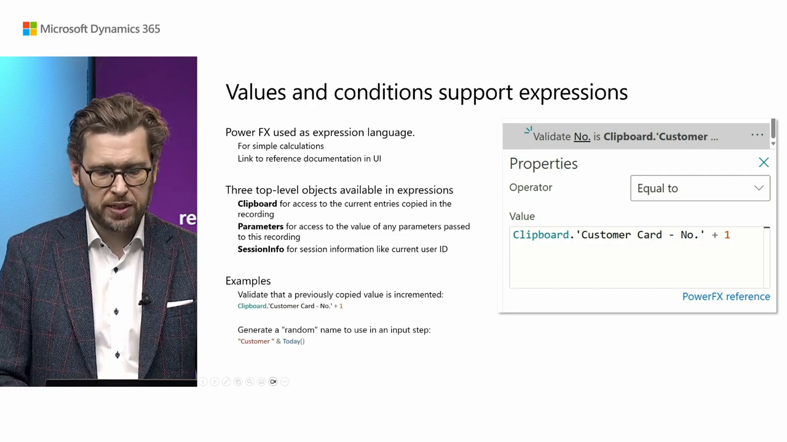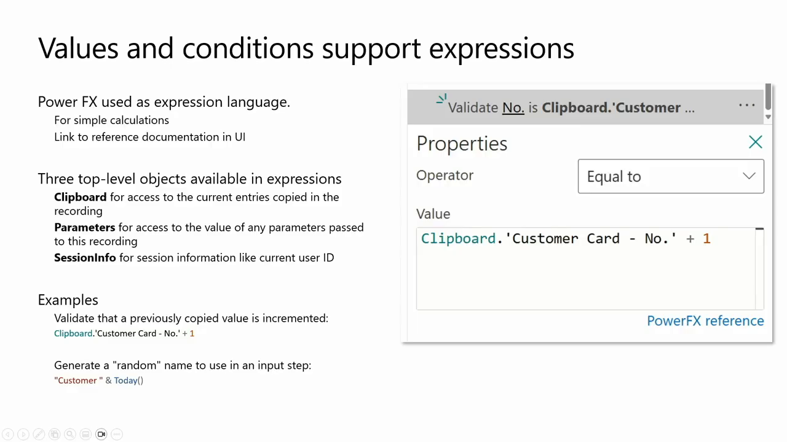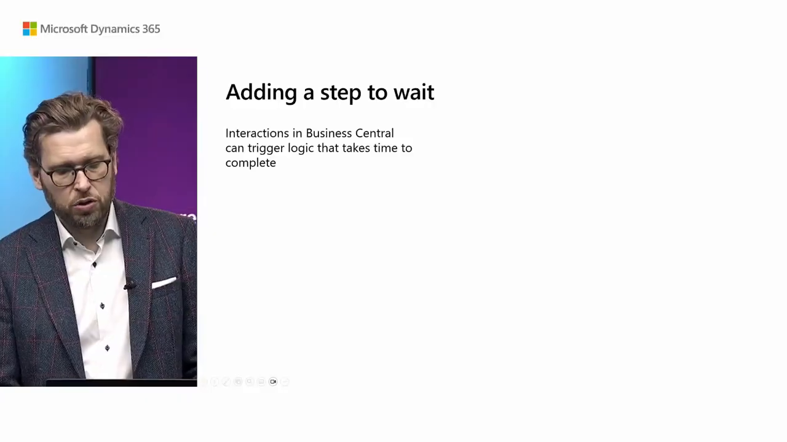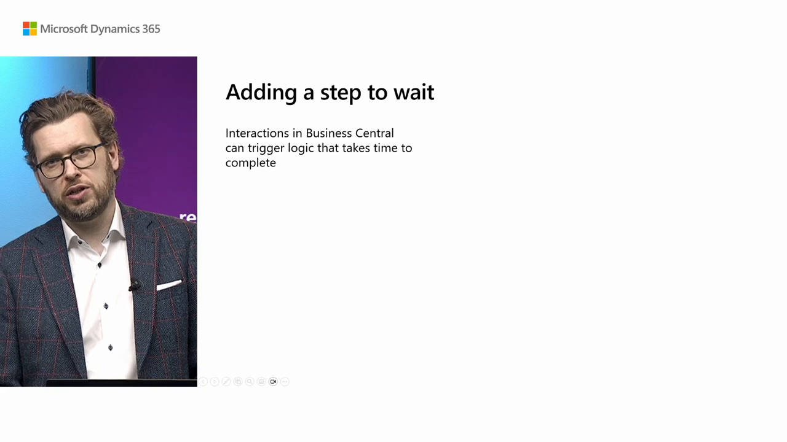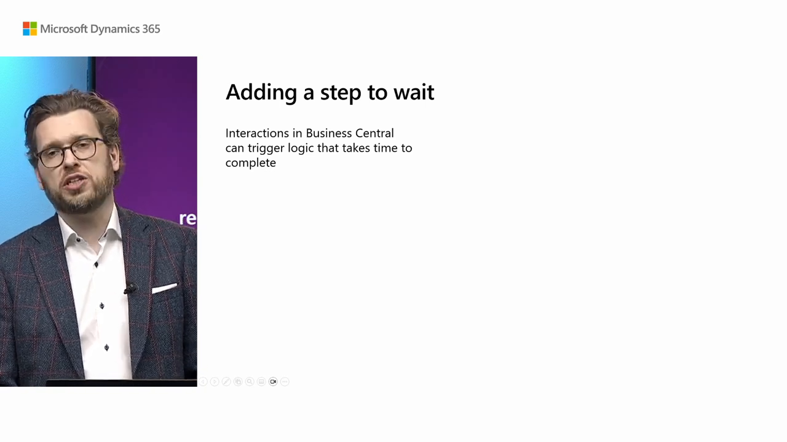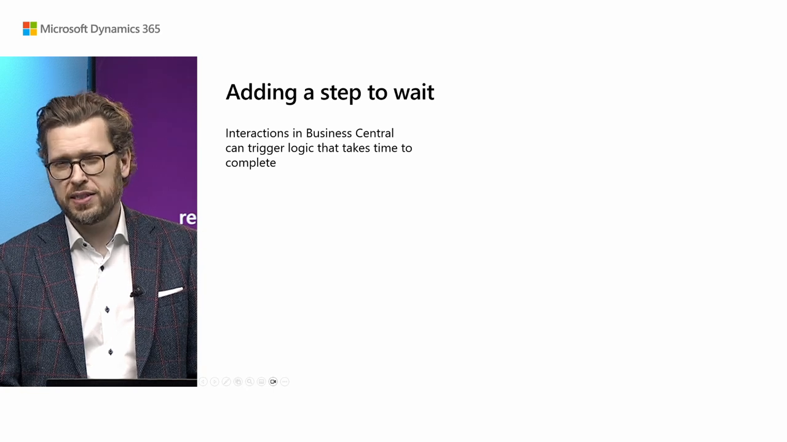To show a couple of examples, you could pick out the customer card number, the number on the customer card. Maybe you save that to the clipboard, and in your flow you just want to see whether it's being incremented by 1. It could also be that you want to generate a random name as part of generating a new object to have some uniqueness. Maybe you want a semi-random name, so that could be concatenating the customer with today's date or time or something like that. Then also, sometimes when you are executing steps or logic in Business Central, maybe it takes some extra time.